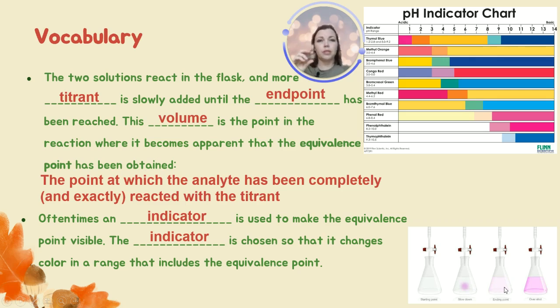Your endpoint is where you see a very faint color change, and then if you've gone too far, you'd see a vivid color change. So this indicator is called phenolphthalein, which is a really common indicator to use in AP chemistry because it changes color just past the equivalence point. When you see the graph that I'm about to show you, you'll understand why it's okay that it's just past the equivalence point.